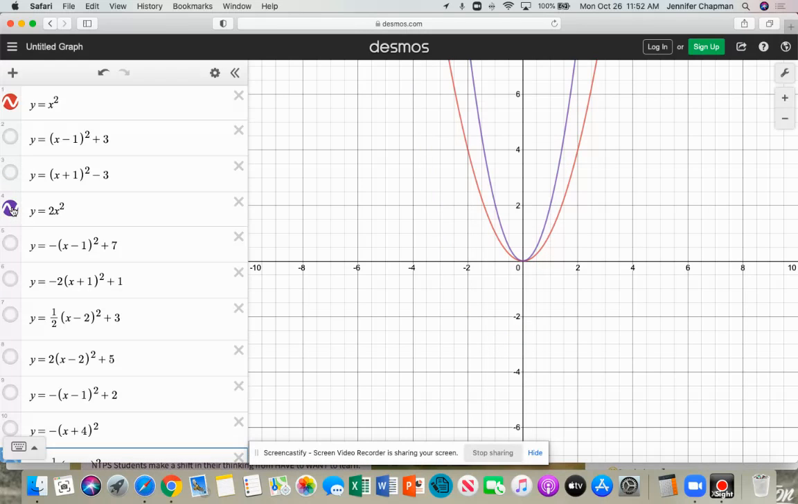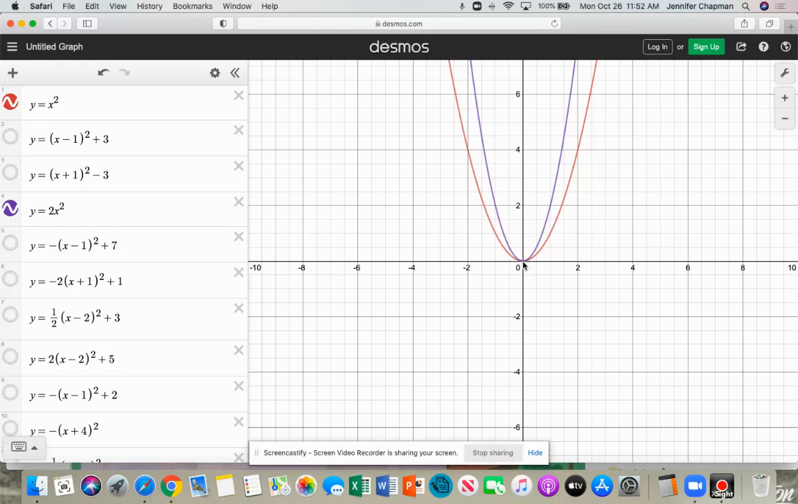Number 18. This is that one that kind of looks weird, but technically it's still the same thing as 2 parentheses x minus 0 squared plus 0. Notice that it didn't move. My vertex didn't move left or right. It's still the same exact vertex, but here's a great example of how we're going to be able to see that a value, that stretch by a factor of 2.